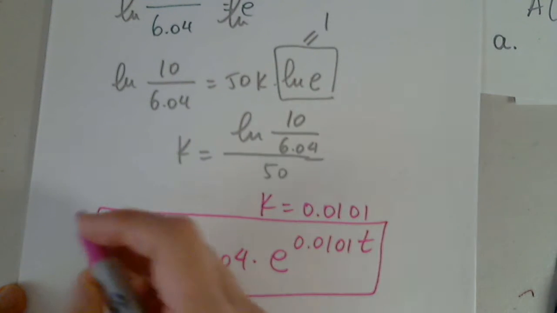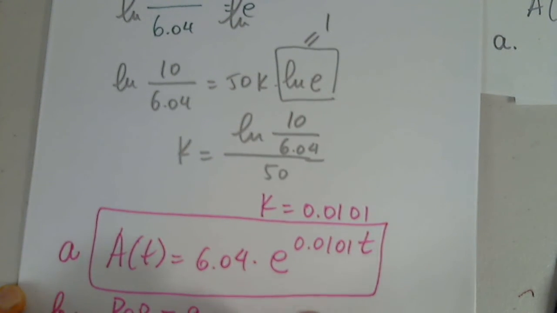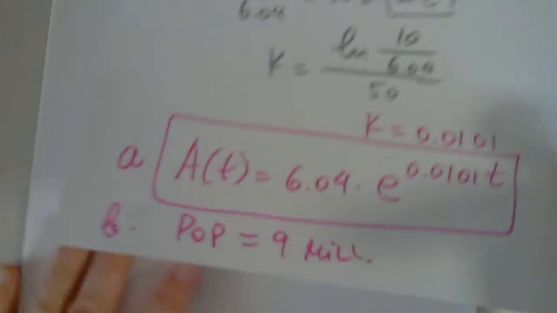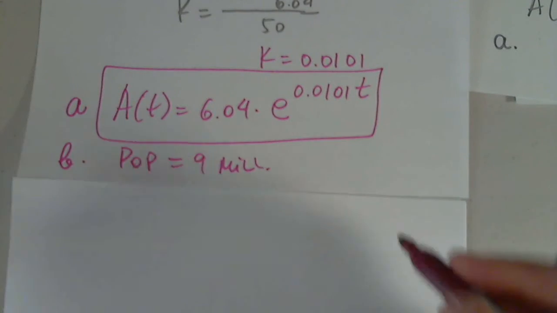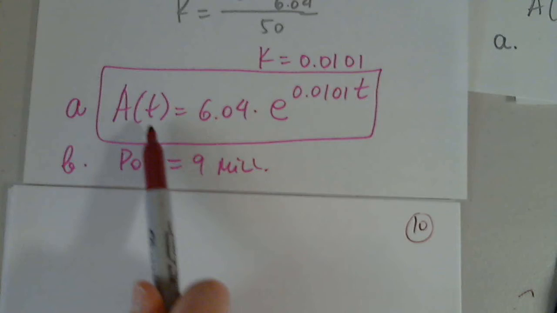be 9 million. So this was part A. In part B, population equals 9 million. How do we do that? Anyone? Starting point. I replace the population by 9.